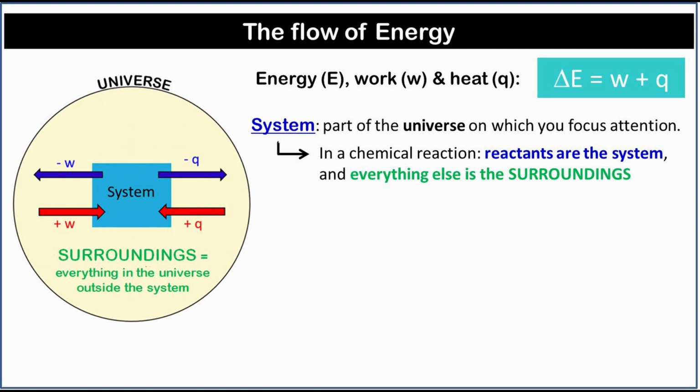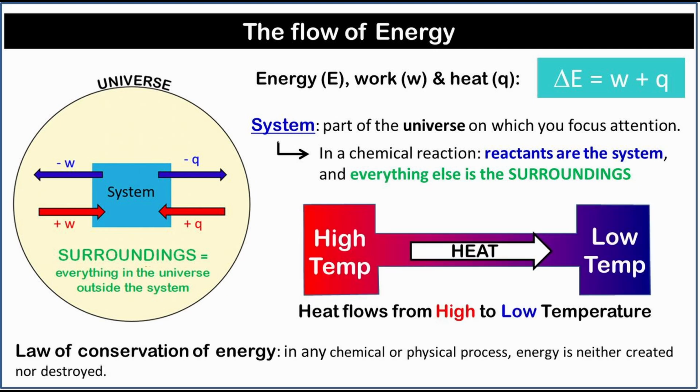The system is part of the universe on which you focus attention. The surroundings is everything in the universe, outside the system. In a chemical reaction, reactants are the system, and everything else is the surroundings. Remember that heat flows from high temperature to low temperature. The law of conservation of energy states that, in any chemical or physical process, energy is neither created nor destroyed.